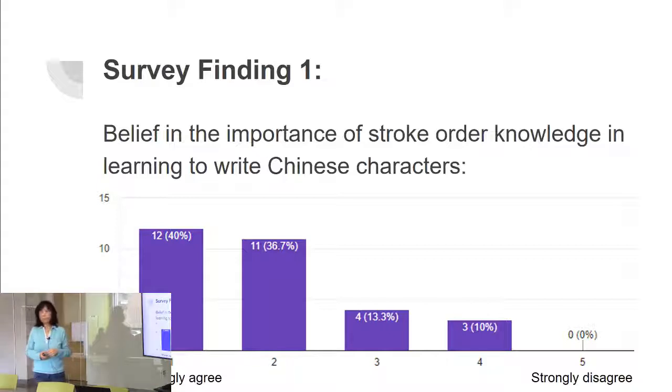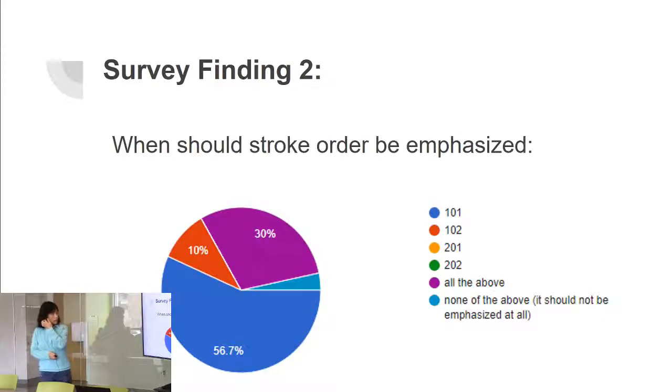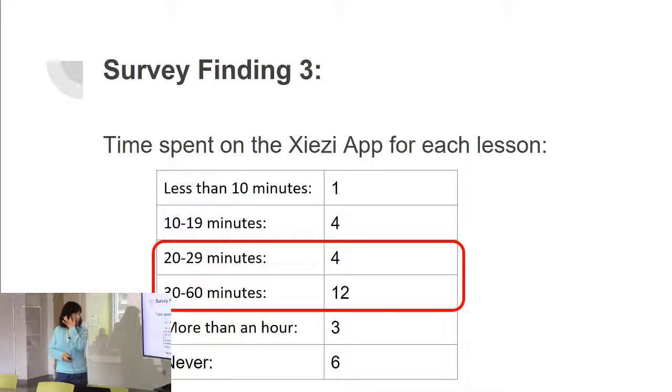Most of the students agreed it's very important to know the stroke order when they learn to write Chinese characters. 66.7% of the participants expressed that stroke order should be emphasized at the 100 level. And half of the students indicated that they spend 20 to 60 minutes on the Xiezi app for each lesson.